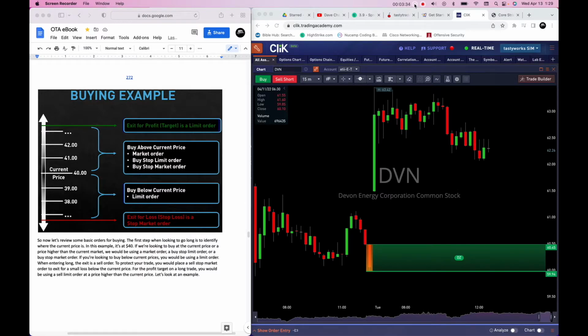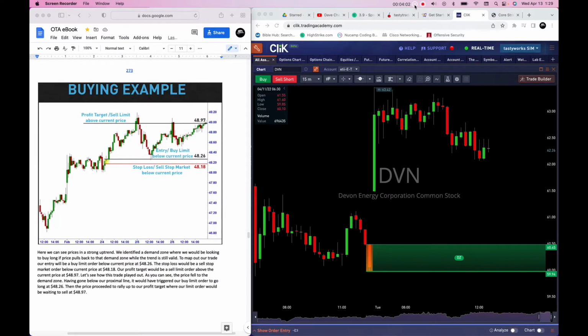When entering long, the exit is a sell order. To protect your trade, you would place a sell stop market order to exit for a small loss below the current price. For the profit target on a long trade, you would be using a sell limit order at a price higher than the current price. Let's look at an example.